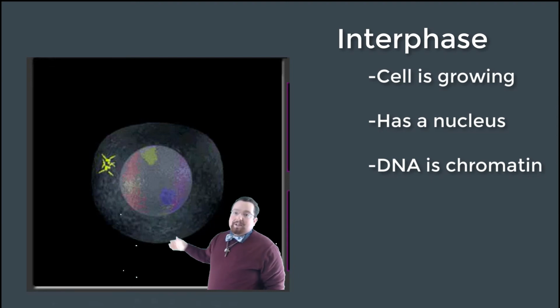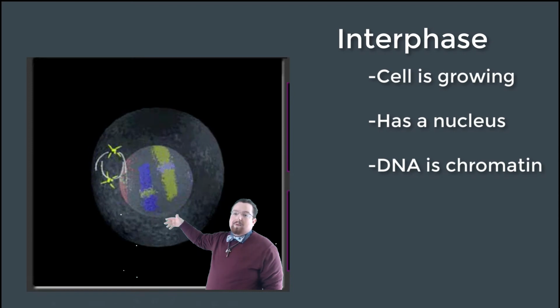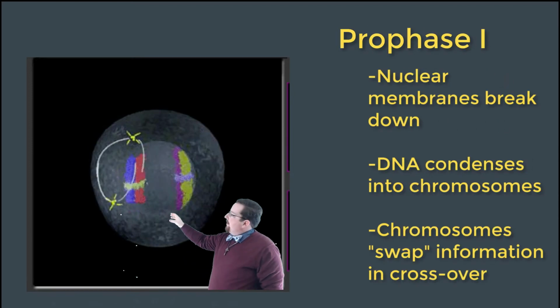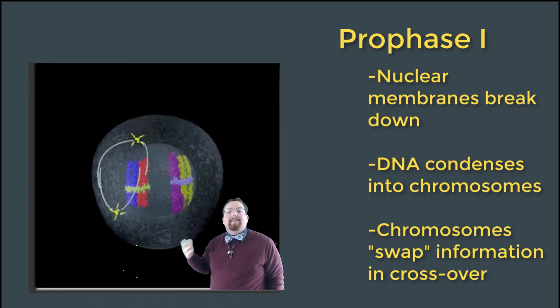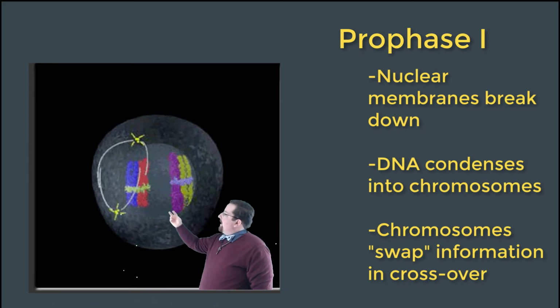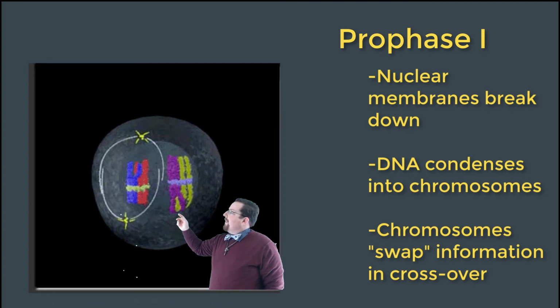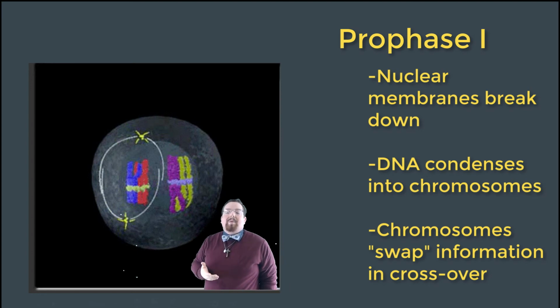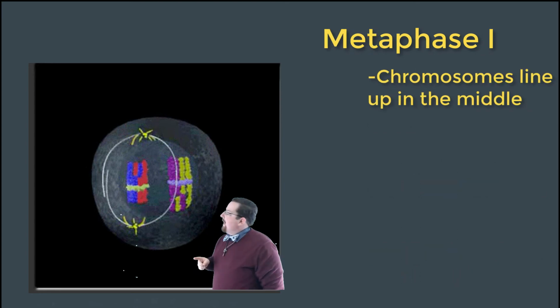So here we see another cell in interphase. As a nucleus, it is just performing its normal daily functions. Then in prophase 1, you see the nuclear membrane break down and the chromatin condense into chromosomes. You'll see the similar chromosomes come together and they'll swap some of their DNA. That adds to the variation of the cells, and we call that crossover. This only happens in prophase 1.